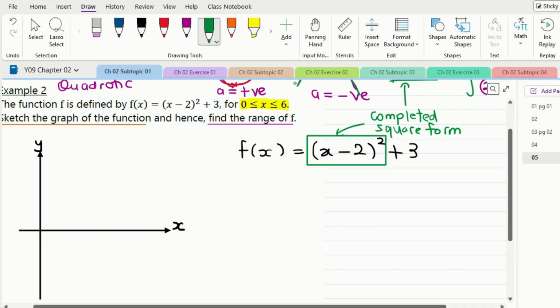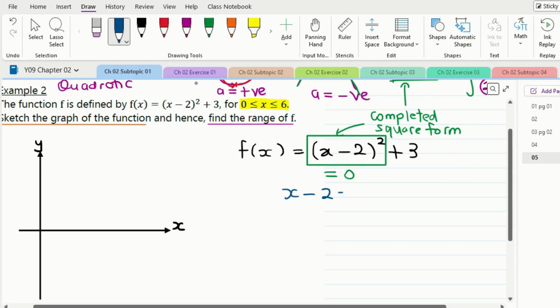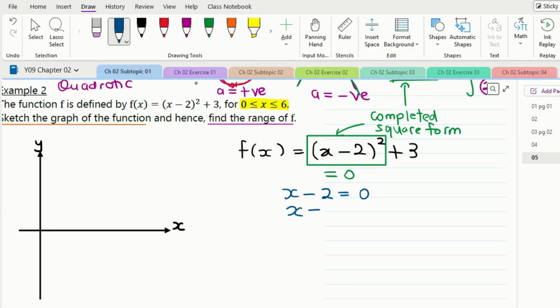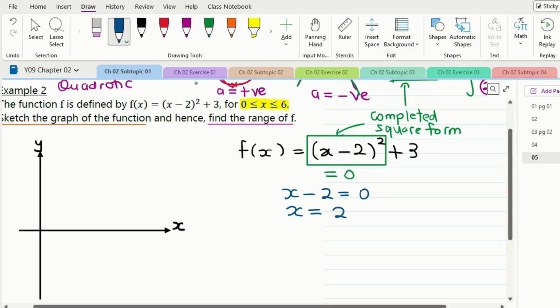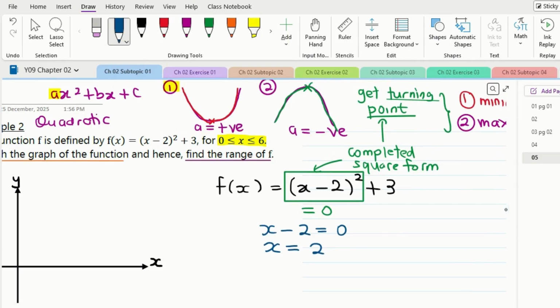You start with the part that I boxed here and make it equal to 0. That's the starting point. So if x minus 2 squared is 0, x minus 2 is also 0, because you move the square to the right side and the square root of 0 is 0. So the x for this one is going to be 2. That's the x coordinate of your turning point.